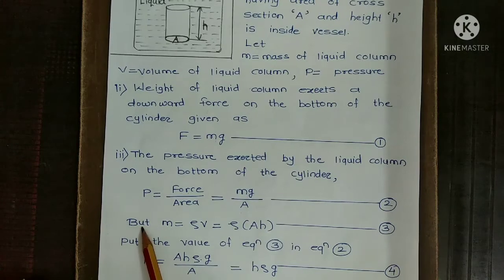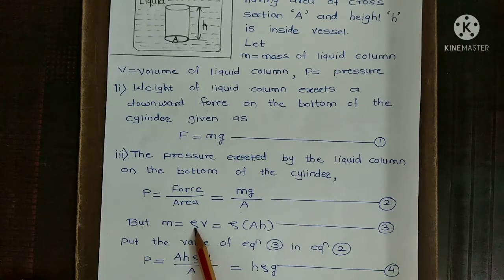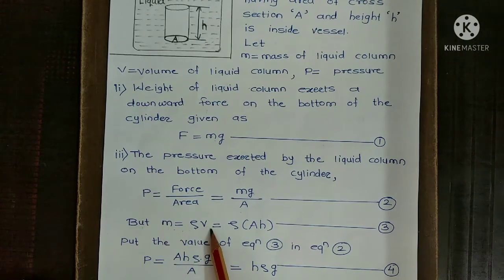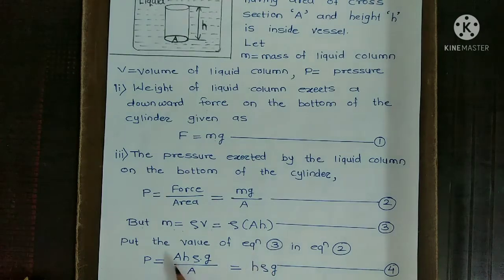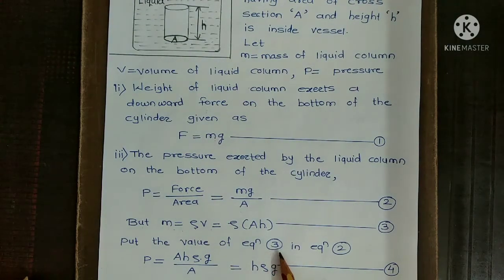And here you know that m is equal to rho into V, mass is equal to density into volume, and here the volume is given by A into H, that is the volume of the cylinder. Put this value of equation number 3 in equation number 2. Here we place the value of m, that is P is equal to A H rho g upon A, A gets cancelled, and we get P is equal to H rho g.